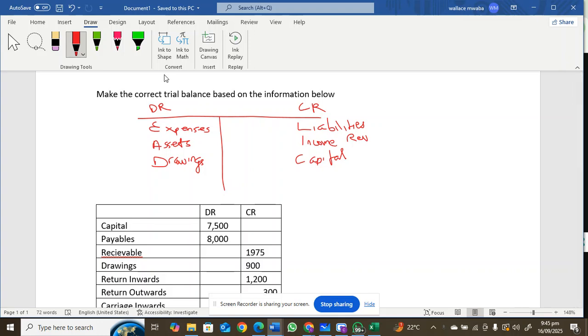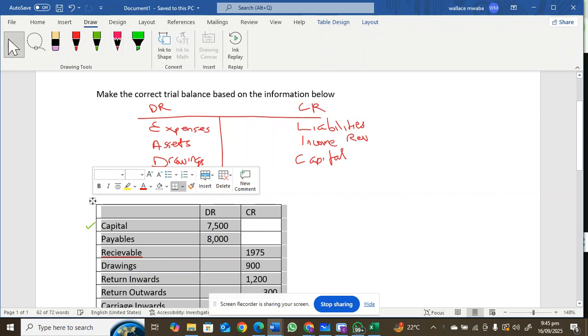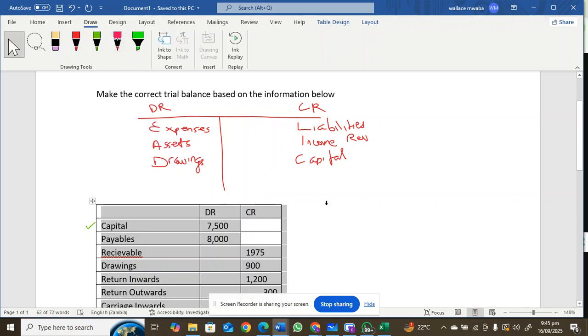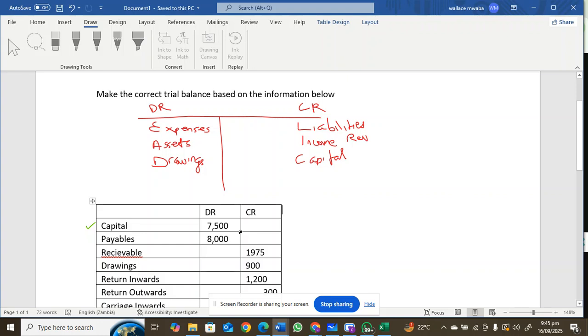Okay. So we start with the first account. Capital here. Where should it go according to this diagram here? Should the amount be on the debit side or on the credit side? Credit side, yes. So we move the amount from here to here, credit side. As you can see, capital, the balance usually is on the credit side, 7,500 here.